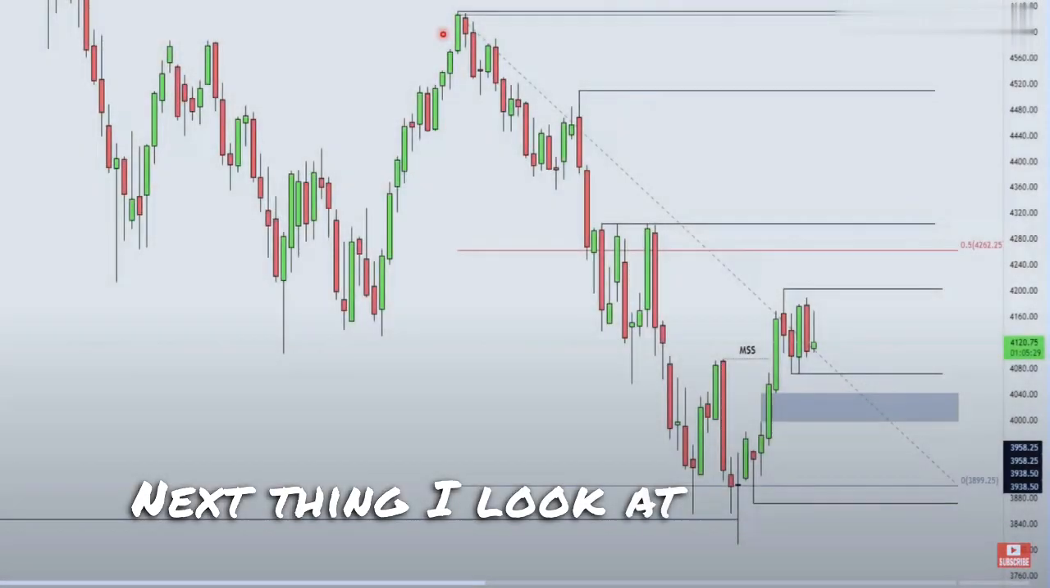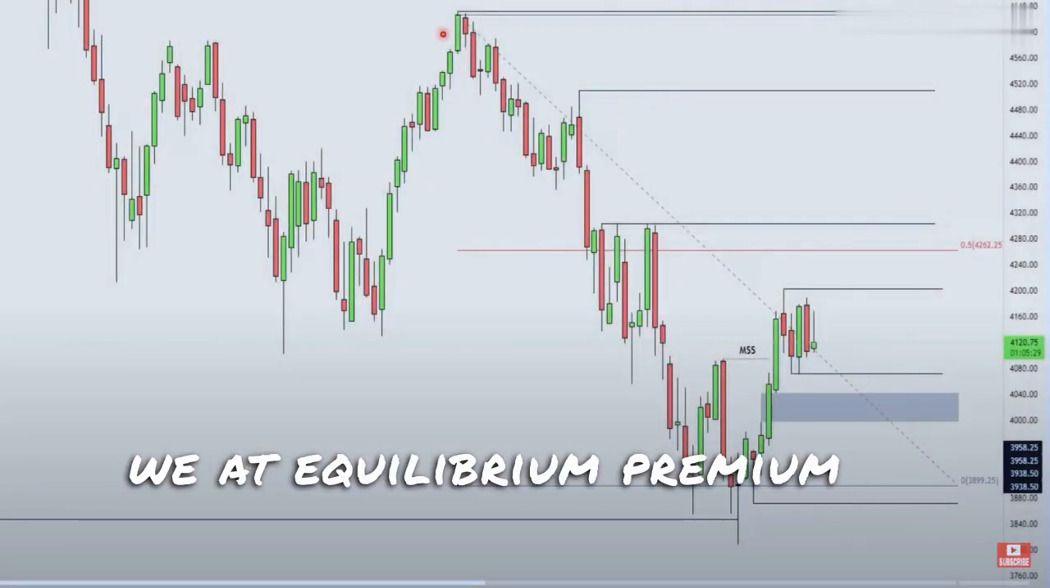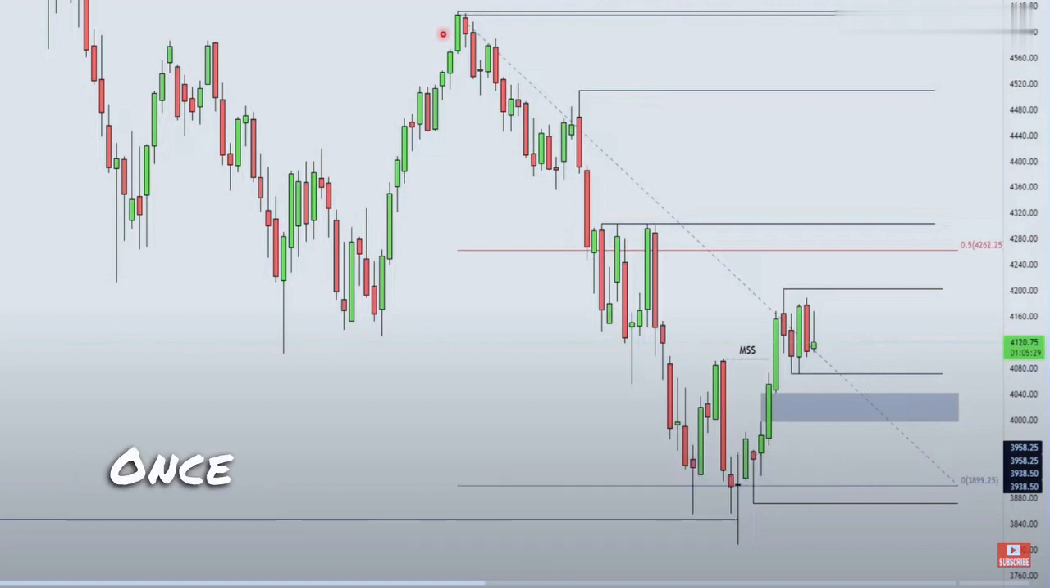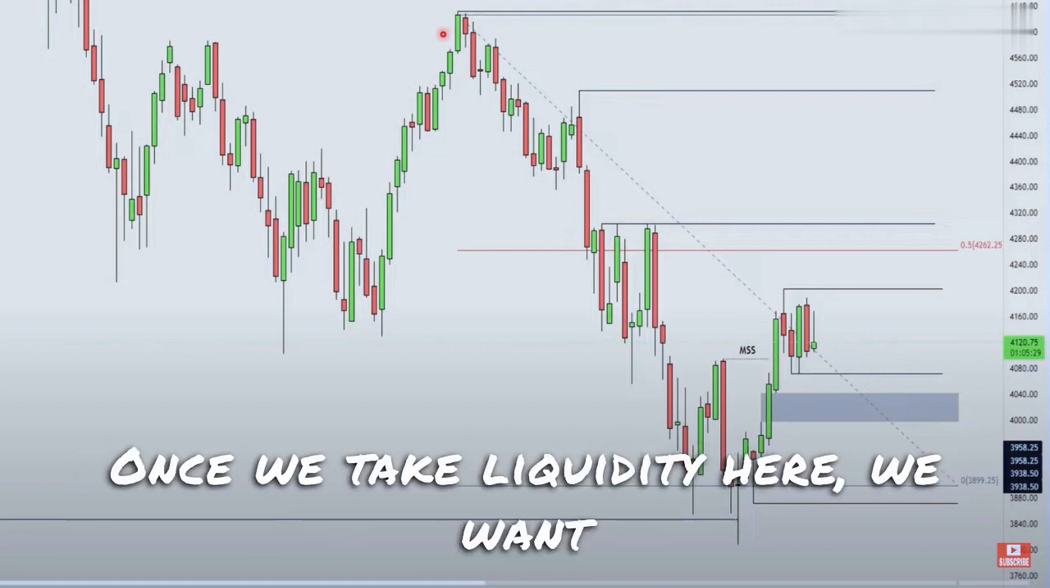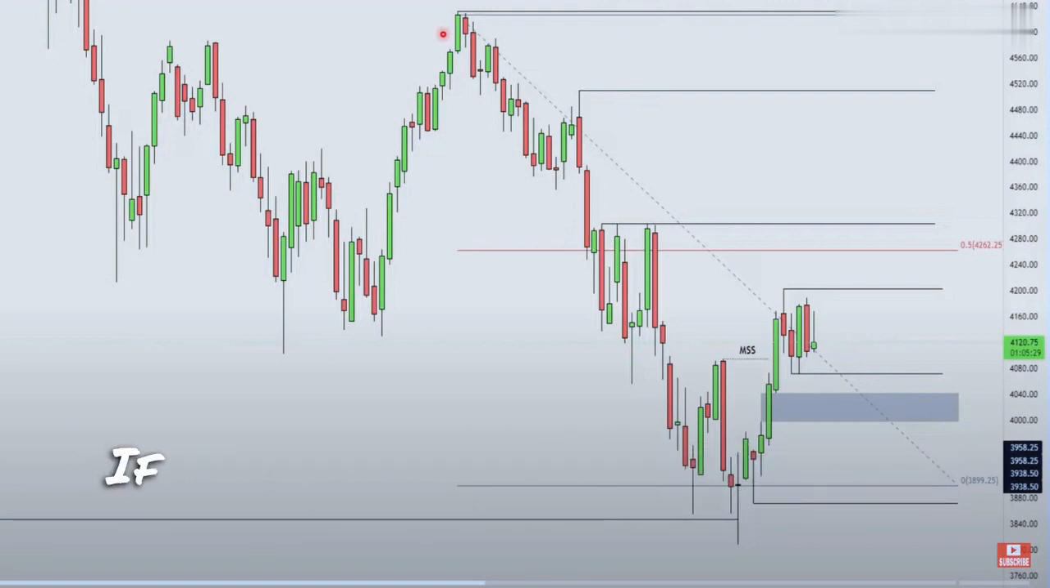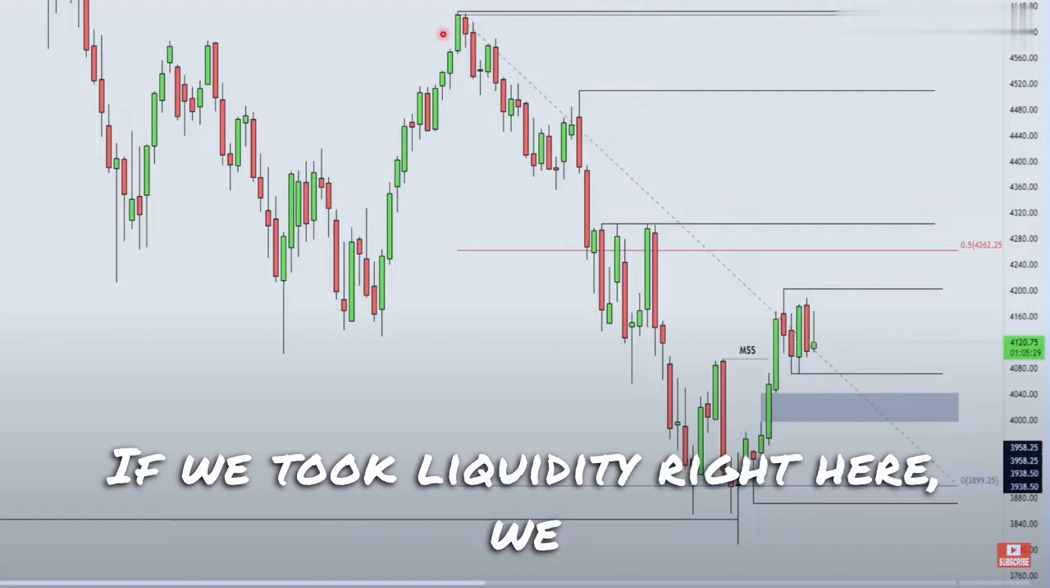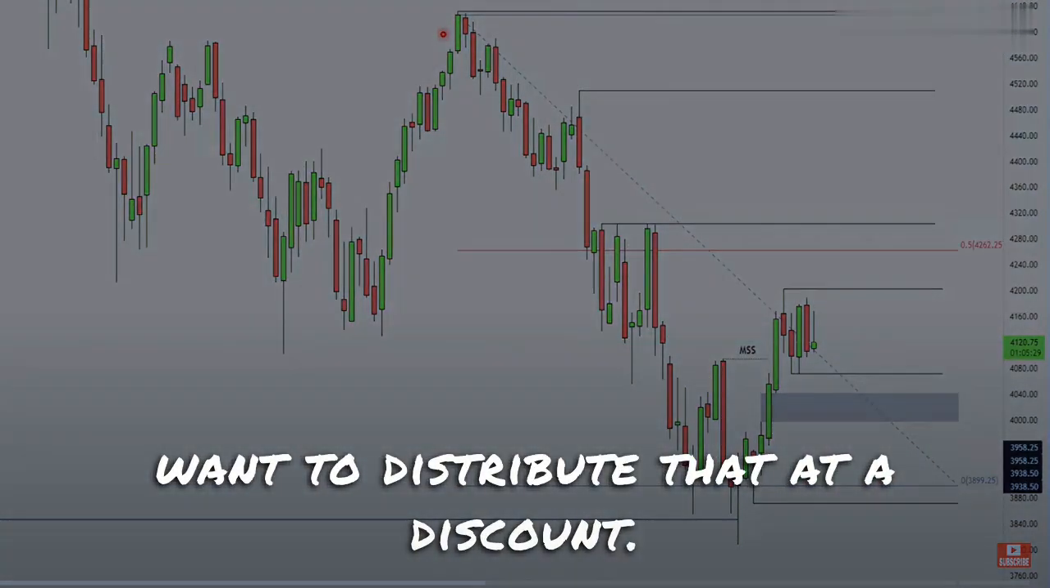Next thing I look at, just are we at equilibrium, premium or discount? Right. Once we take liquidity here, we want to distribute it at a premium. If we took liquidity right here, we want to distribute that at a discount.